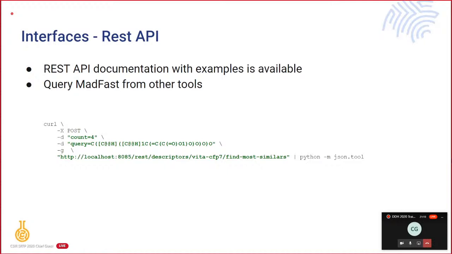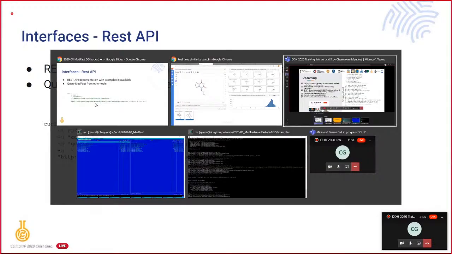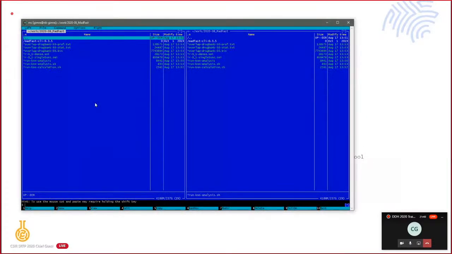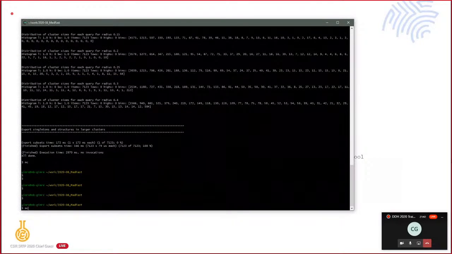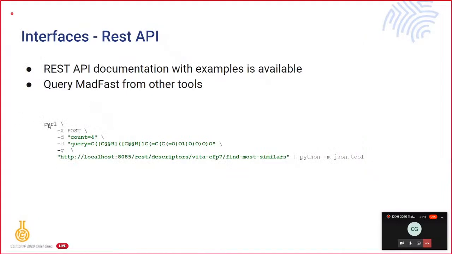And talking about interfaces, I would like to mention a REST API is available, where you can interact with this MadFast server, and you can launch queries either from the command line or from any programmatic REST API client. As an example, I will execute this query against a locally running MadFast server provided on my machine.